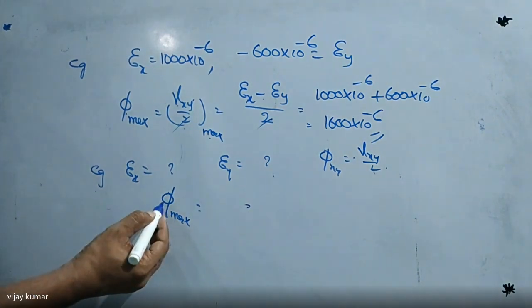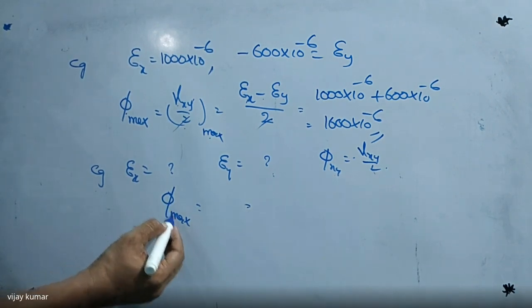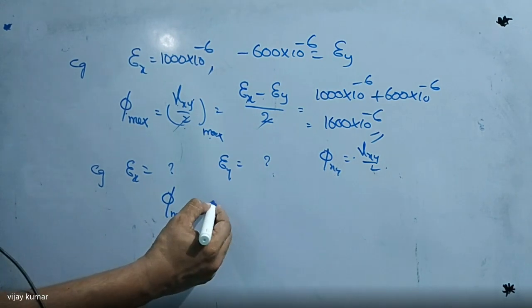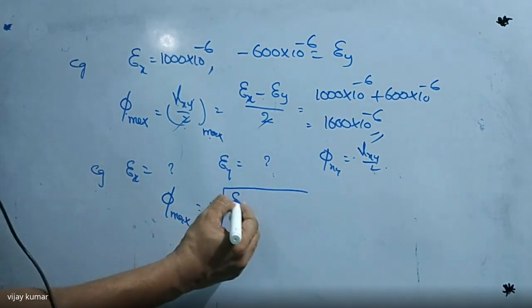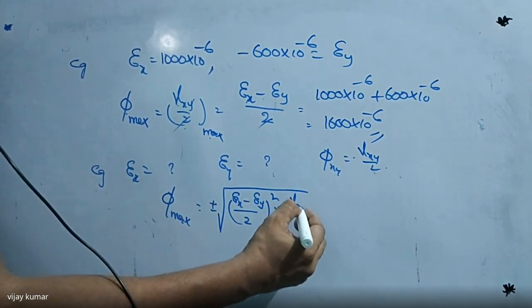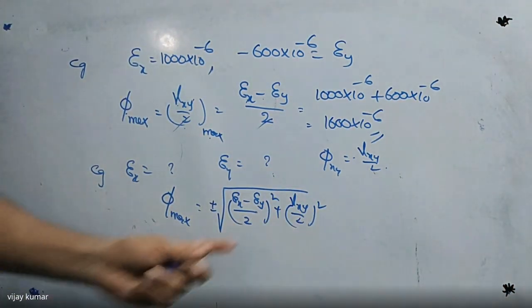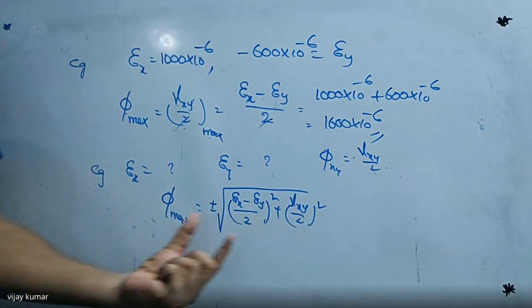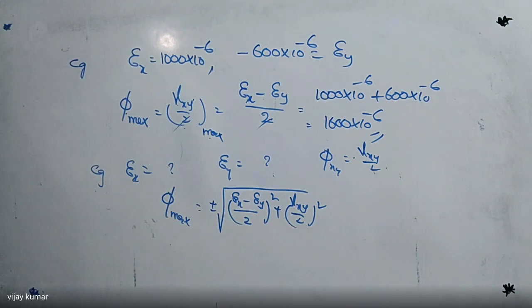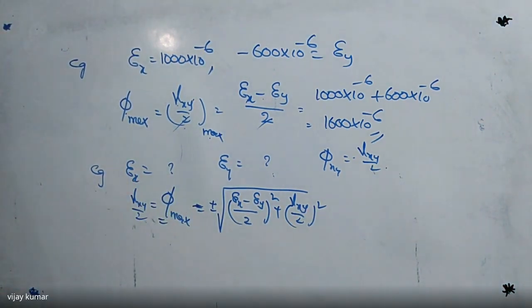So phi maximum is equal to what is the formula here? Plus or minus square root of epsilon x minus epsilon y divided by 2 whole square plus gamma xy by 2 whole square. Actually, we can write phi xy whole square, but I have already told you gamma xy by 2 whole square. Then we can substitute all the values which are given in the problem. So then we will get the phi maximum value. It is also equal to gamma xy by 2. So this is the way of calculation of principal strains.